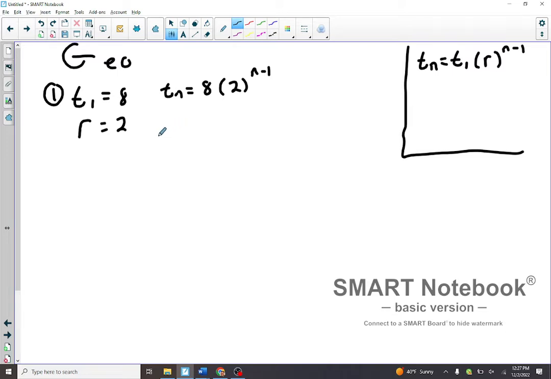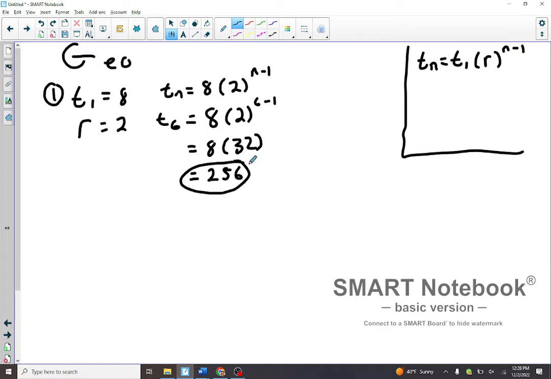Then I'll ask you to plug in, let's say T6. So 8 times 2^(6-1). So you gave us T1 and R. Yeah, the first one, again, is the easy one. You just plug it in, basically. And then you would tell us to find T6. 2 to the 5th power is 32. And 8 times 32 is 256. Yep, that's number 1. That was pretty easy.